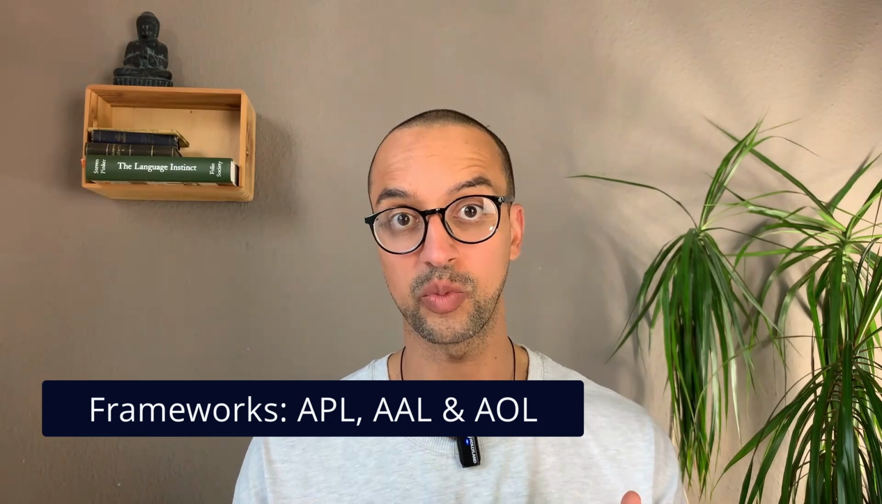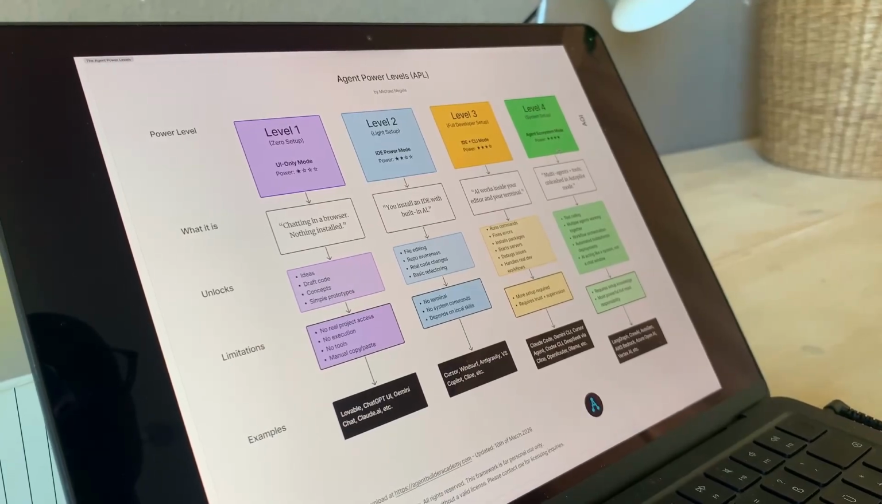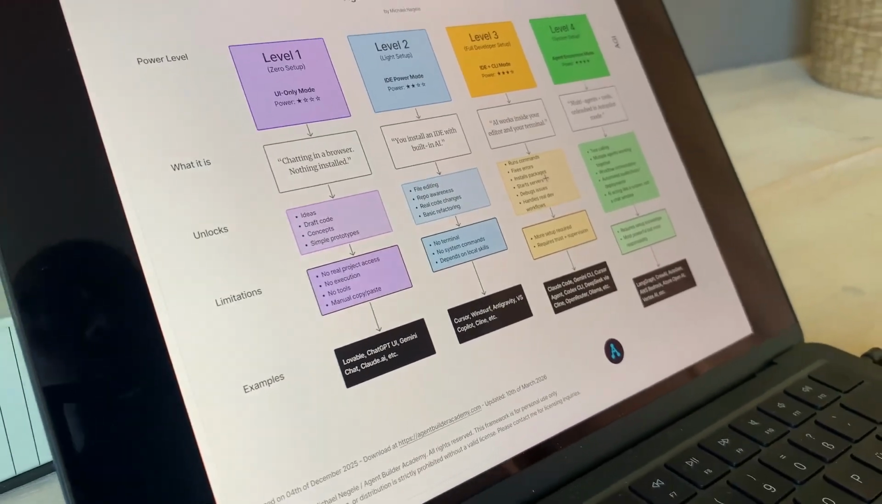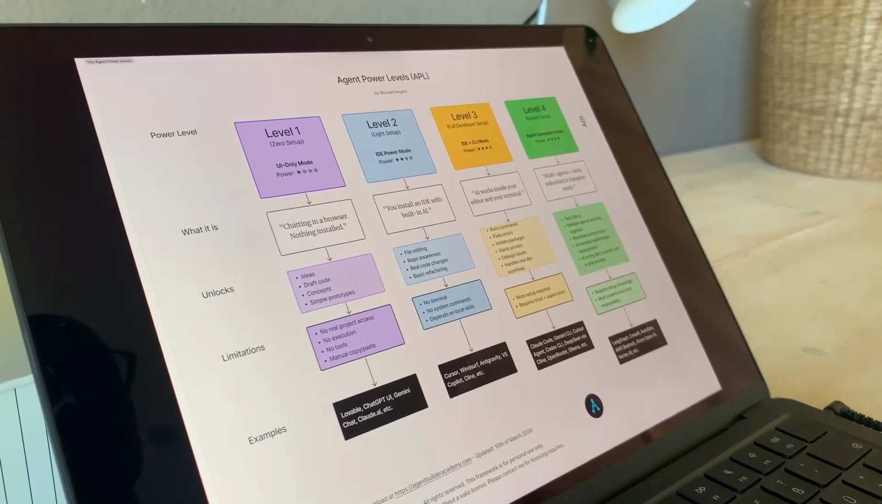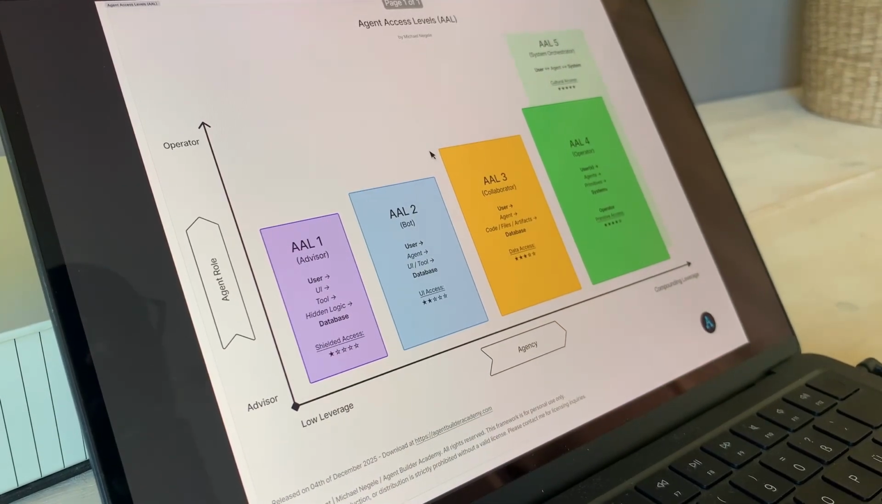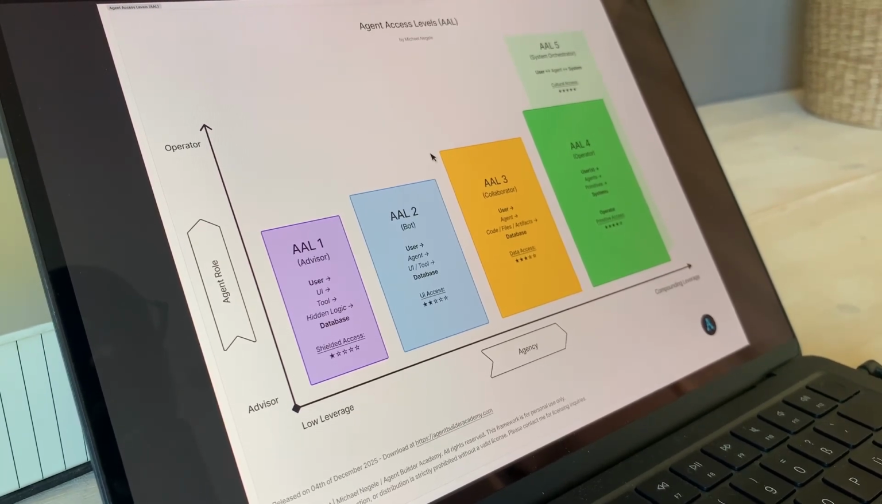This is why the Starter Kit includes the three core frameworks: the APL, the AAL, and the AOL. The APL stands for Agent Power Levels. This PDF shows you the 4 levels of power from a basic browser chat to a multi-agent system. The AAL stands for Agent Access Levels. This map shows how much control your agent has over your computer and your data.